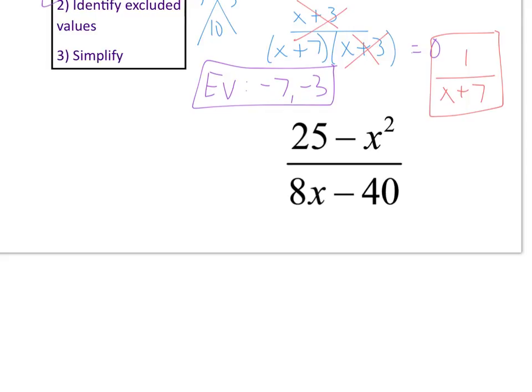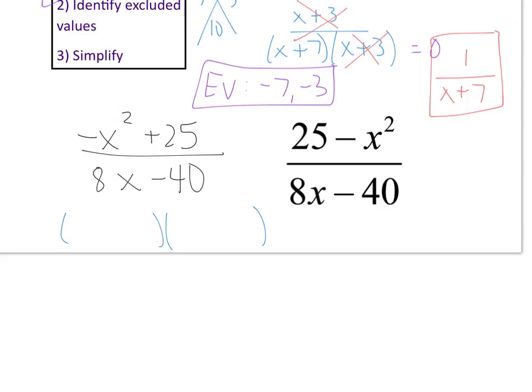Okay, let's look at one more here. So I see 25 minus x squared over 8x minus 40. So if I rewrite my numerator so that I have my variable written first, I get negative x squared plus 25 over 8x minus 40. Now I'm going to factor both the numerator and denominator. So if I factor negative x squared plus 25, that is going to turn into a negative x times x, and then plus 5 and plus 5.